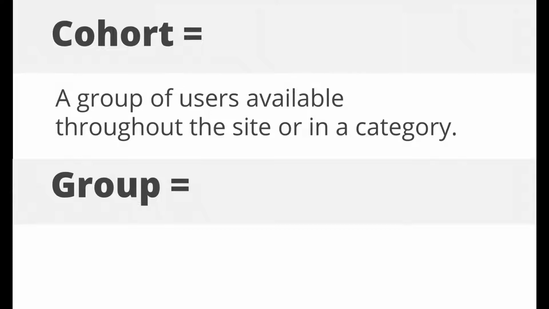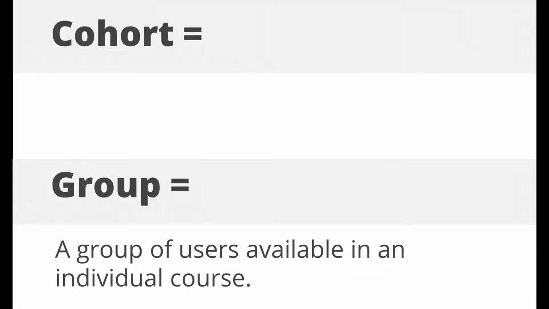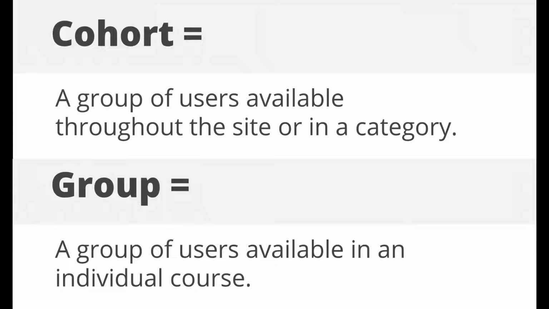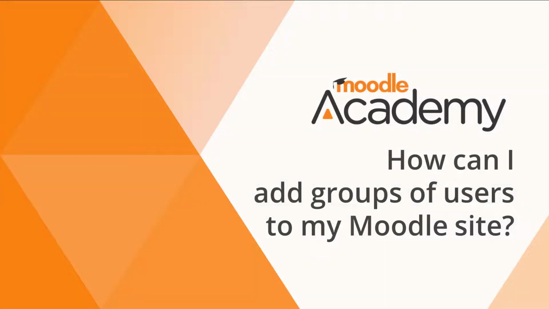When users are added to or removed from a cohort, they will appear or disappear in the course where they're enrolled. A group, as Moodle uses the term, only exists within a single course. A course can have several groups, and the teacher can create these manually, or the admin can upload them with a file. This video looks at groups in courses. If you need to create cohorts, watch our video on adding groups of users to your Moodle site.